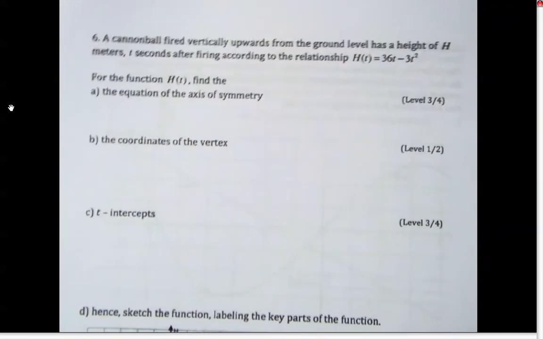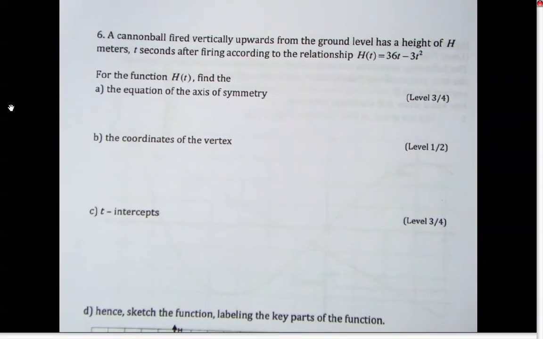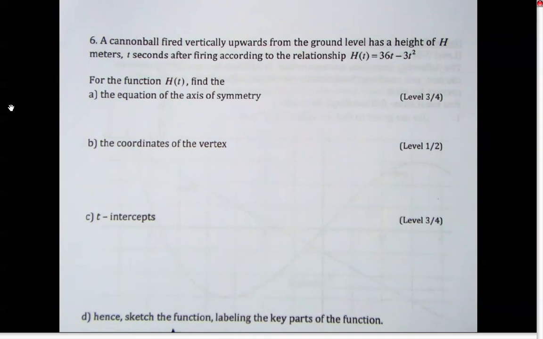Super. Okay. Doing well. Okay. Right. Moving on. Last question.